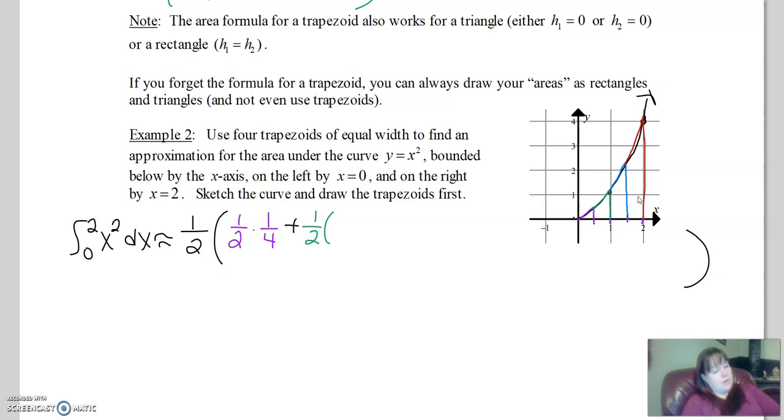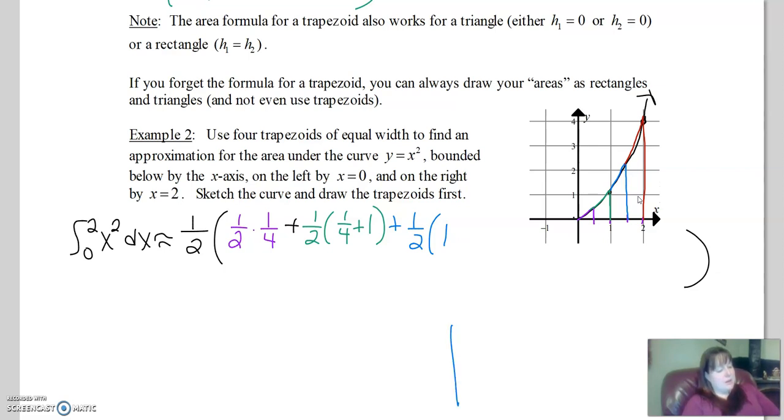So the area of the green one is 1/4 plus 1, because that's the other side, right, times the width. So now let's find the area of the blue one. And that would be 1/2, and the base is 1, and the other base is 2. No, it's not 2. Oh, it looks like 2. But let's think about that.